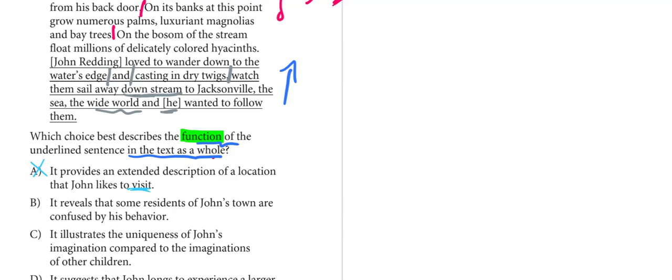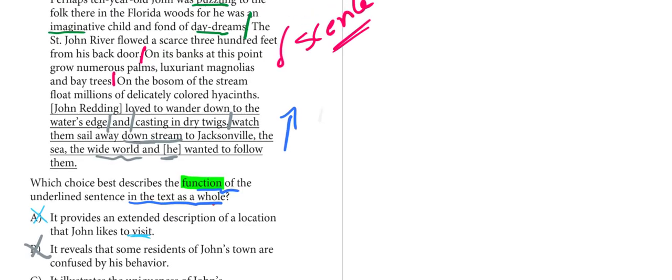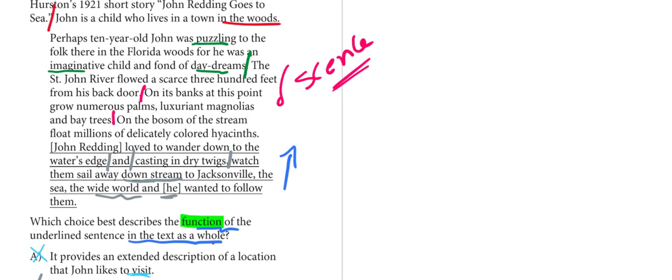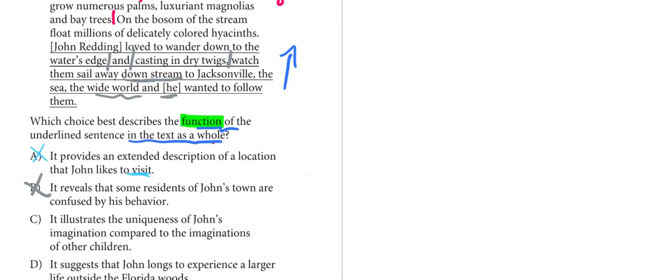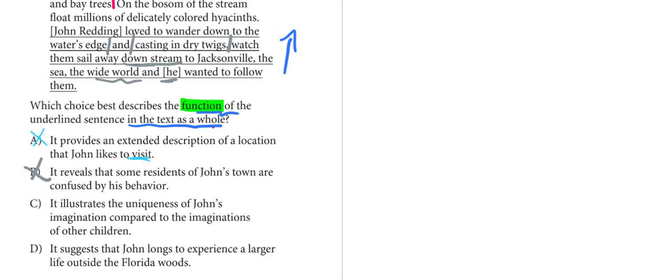B, it reveals that some residents of Johnstown are confused by his behavior. For sure, this is not correct. I'm sure that there was a mention that people are puzzled about his behavior, about his being imaginative and fond of daydreams, and about his behavior as a whole, but this was mentioned in the first sentence, not in the underlined section or sentence. For sure, this tells us that B is not correct.